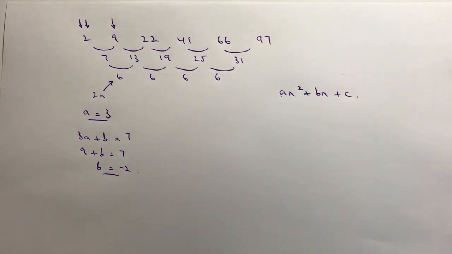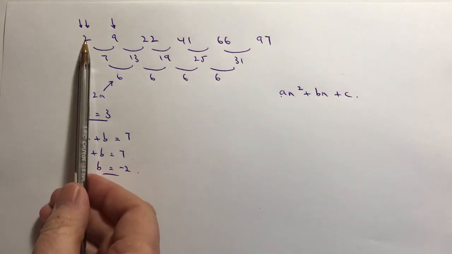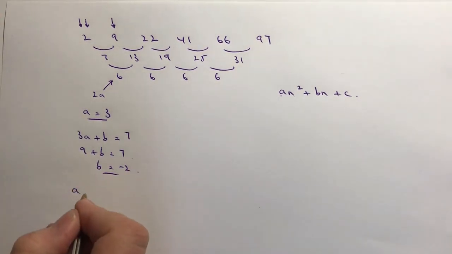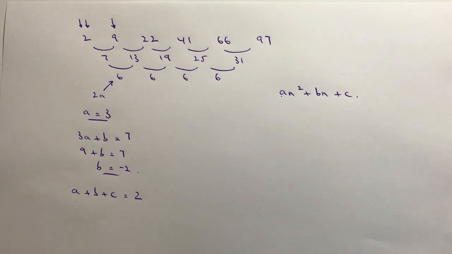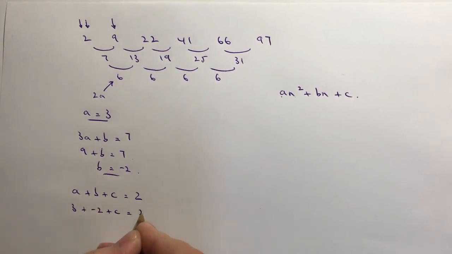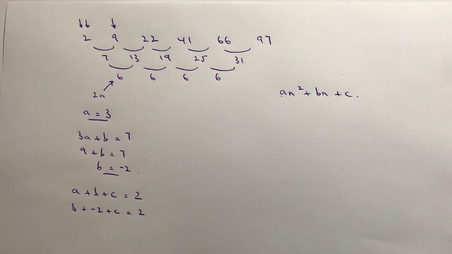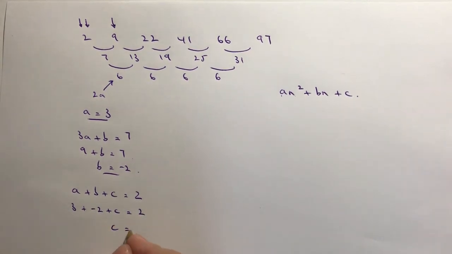Okay, my final one, and the reason I've put 2 arrows at the top here is to remember that a plus b plus c equals the first number, which in this case is 2. It's then a case of plugging in the information that I've already got. So I know a is 3, I know b is -2, I don't know c, but I do know that when you add that lot together you're going to get 2 at the end. Okay, so 3 plus -2, well that's going to be 1. 1 plus c equals 2, so therefore c must equal 1. Okay, pretty much that's it.